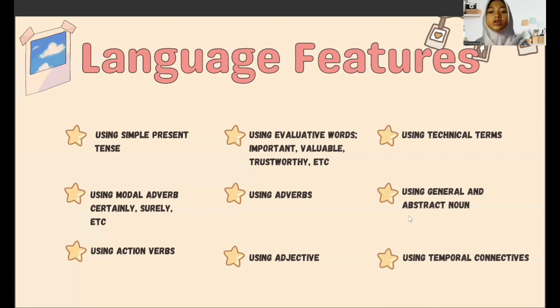The last is using temporal connective. Its process relates to time. For example, like firstly, secondly, and other.